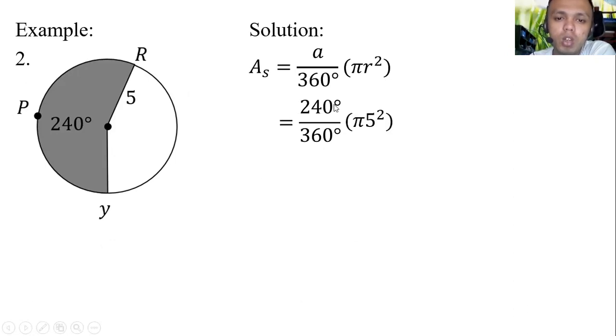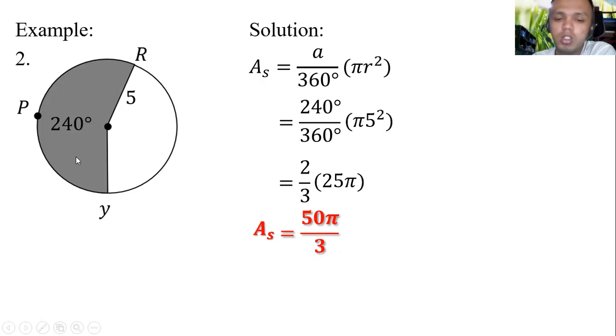Get the lowest term, 240 over 360, that is 2/3. 5 squared is 25 pi. 2 times 25 is 50 pi over 3. So this will be the area of the sector, this shaded part. Okay, that is its area.